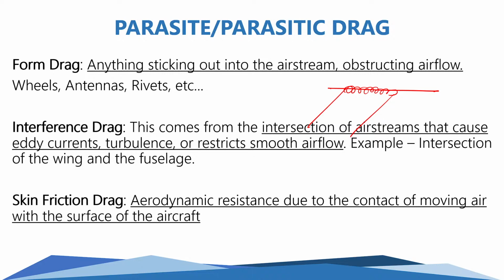The last one is skin friction drag. This is aerodynamic resistance due to the contact of moving air with the skin surface. So very simply, your aircraft is not perfectly smooth, no matter how smooth you think it is. There's always going to be some type of resistance due to basically the friction of the skin and the air.